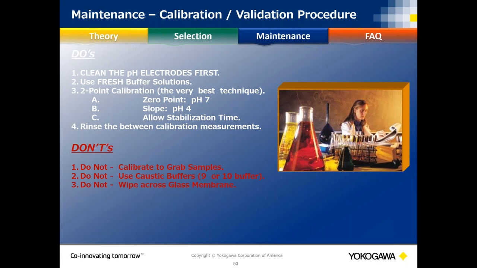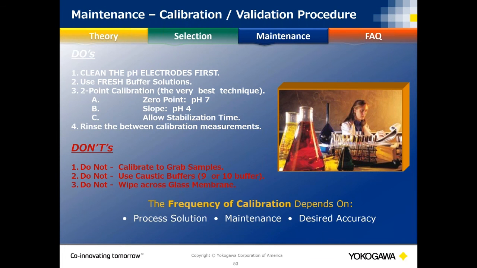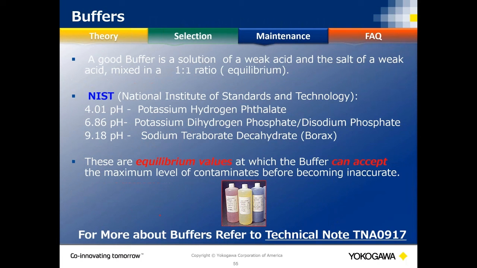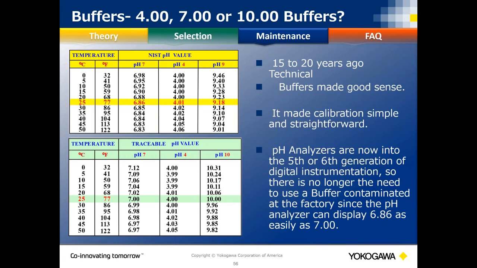We prefer you not to use the 9 buffers, and this is why. With NIST buffers, when they make a true buffer, it's 4.01, 6.86, and 9.18. These are the known values of pH buffers. They add contaminants to them to get them to the 7, 9, and 10, because way back in the day with the analog meters, you couldn't actually read a 6.86. So that's why you use US technical buffers now.